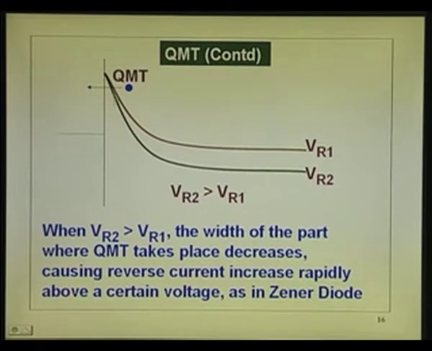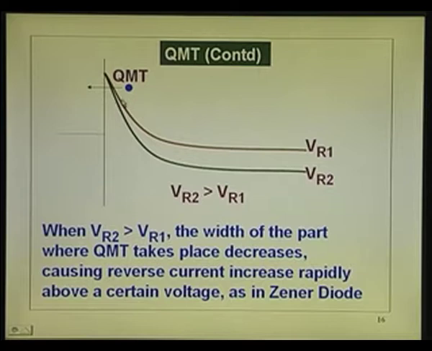Now, the width of this barrier depends upon the electric field. If the electric field is large, this will vary steeply. The slope of this gives the electric field.